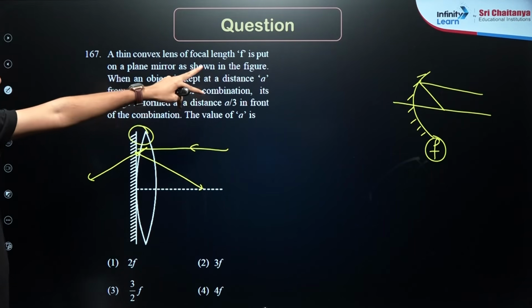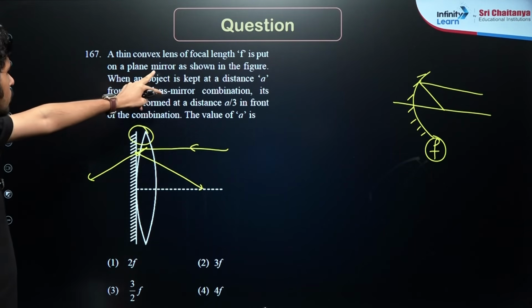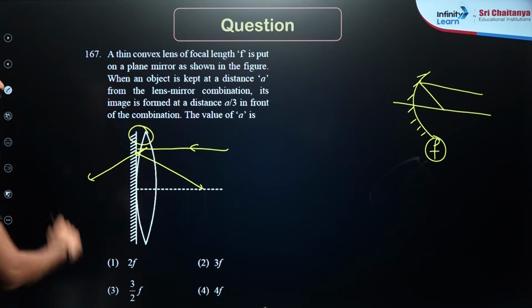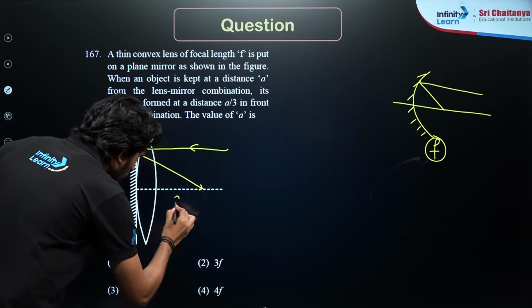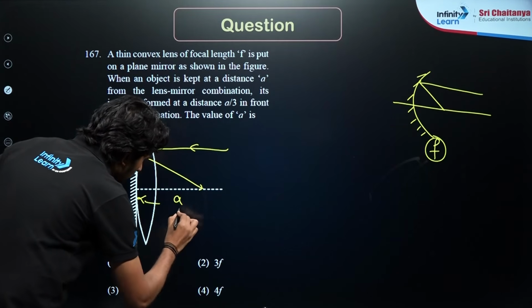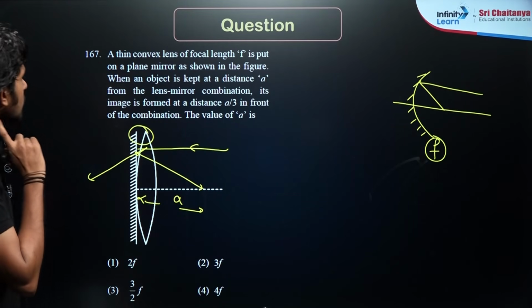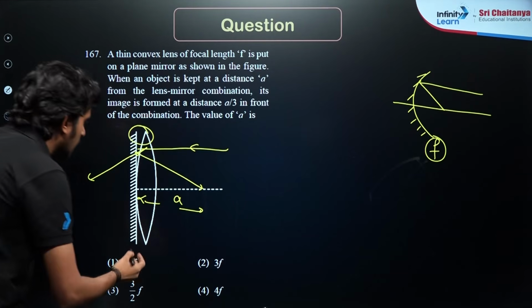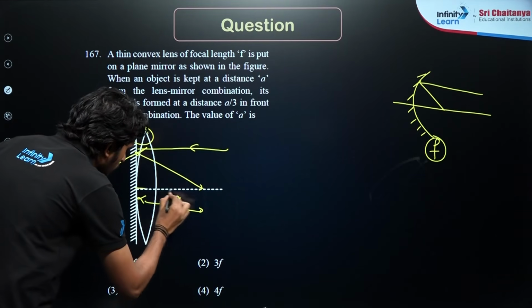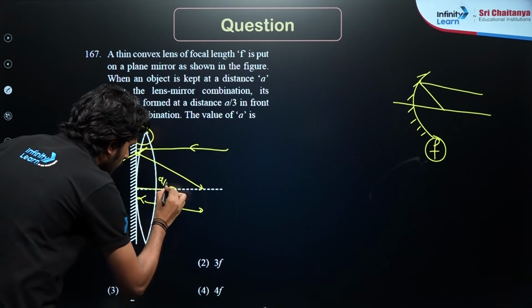Focal length f is put on a plane mirror as shown in the figure. When an object is kept at a distance a, then for this lens mirror combination, its image is formed at a by 3 distance. So let's say the image forms at a by 3 distance.